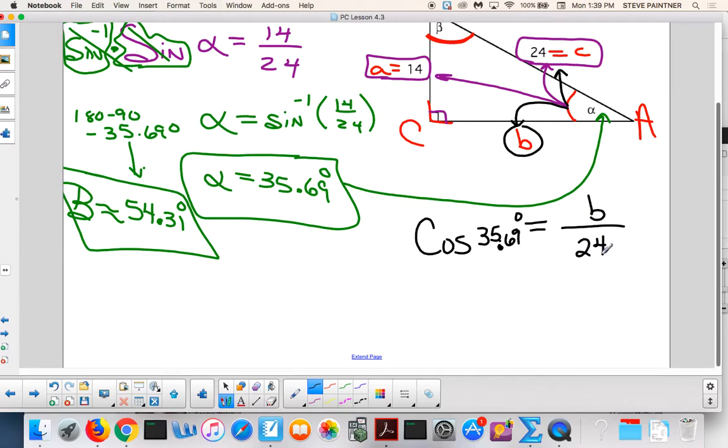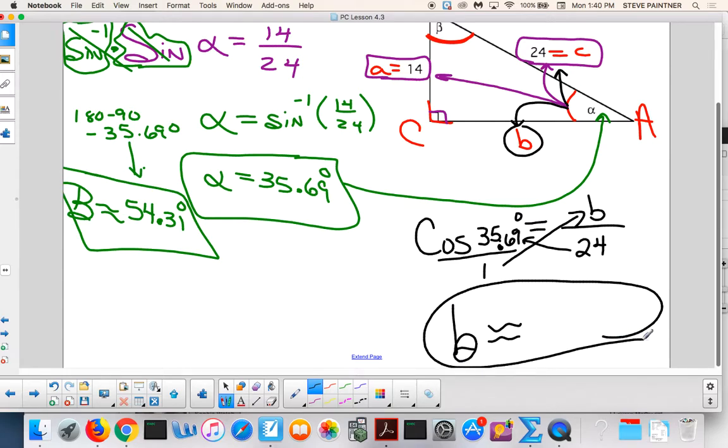Now do remember this, the Pythagorean theorem does all this, right? 1 times B is B. Roughly that times that. Anybody want to say it? 19.49. Right? Yeah?